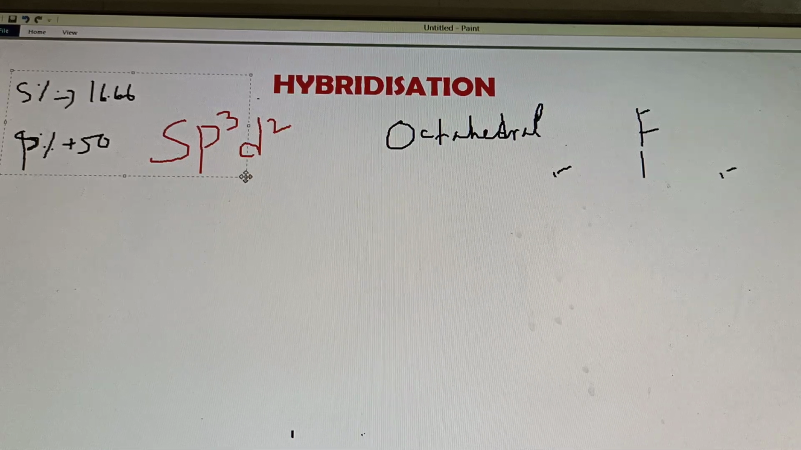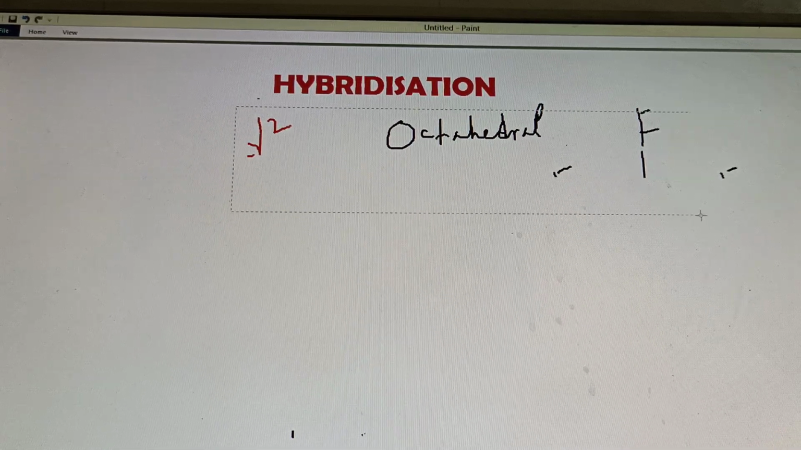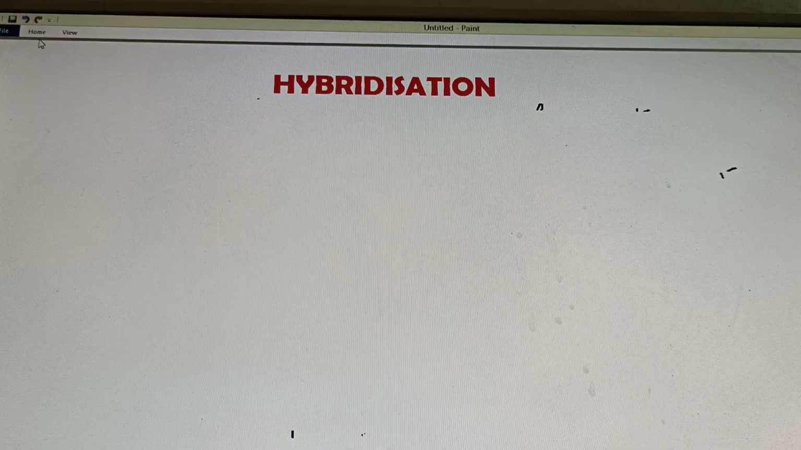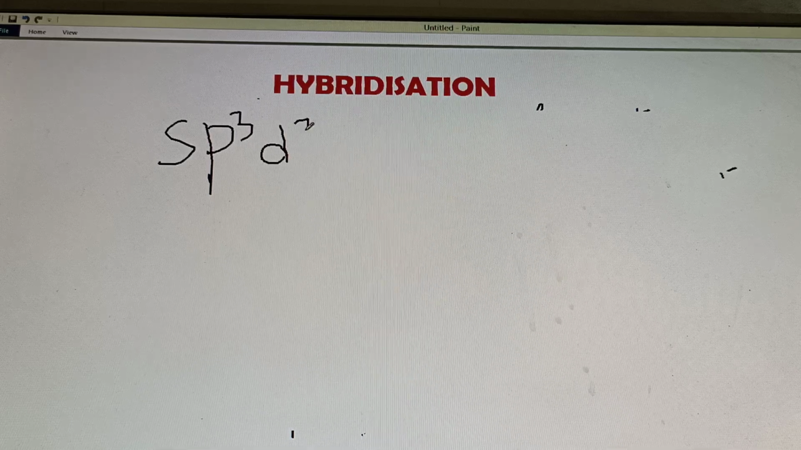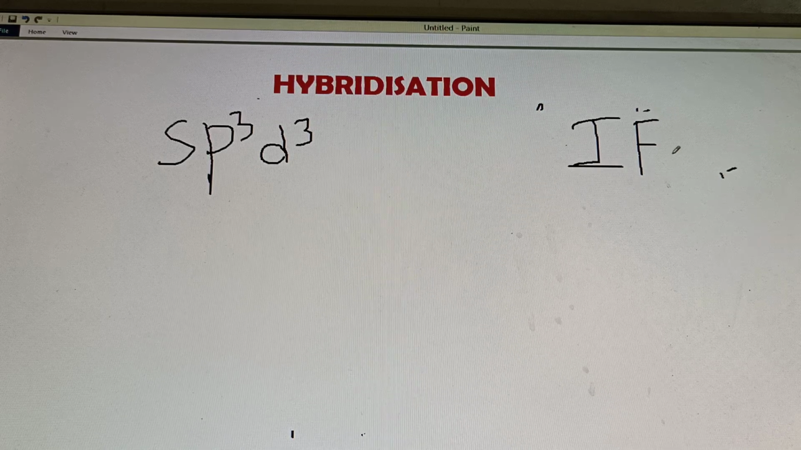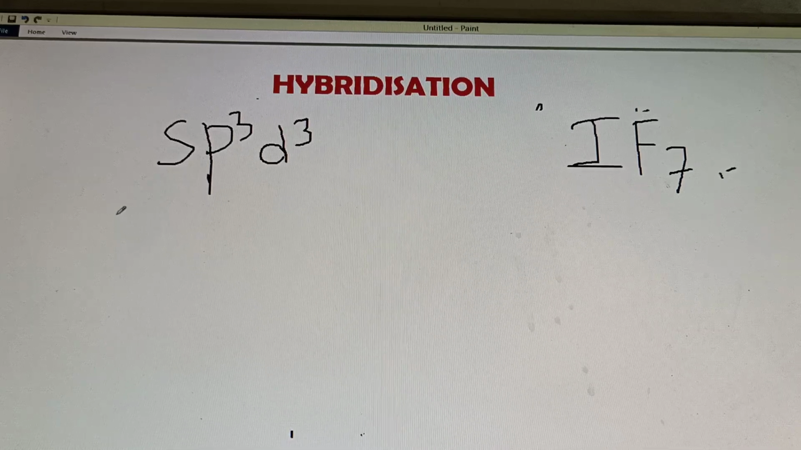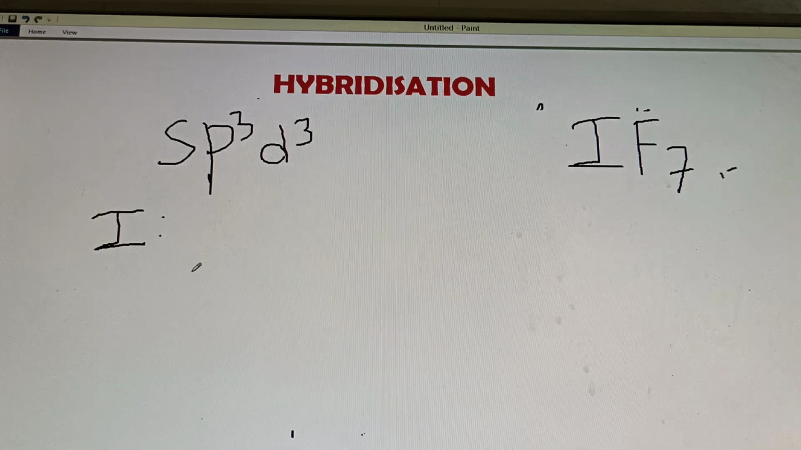Okay, finally we will discuss the hybridization of sp3d3. The molecule which has sp3d3 hybridization is IF7. So in IF7, iodine, what is the electronic configuration of iodine?